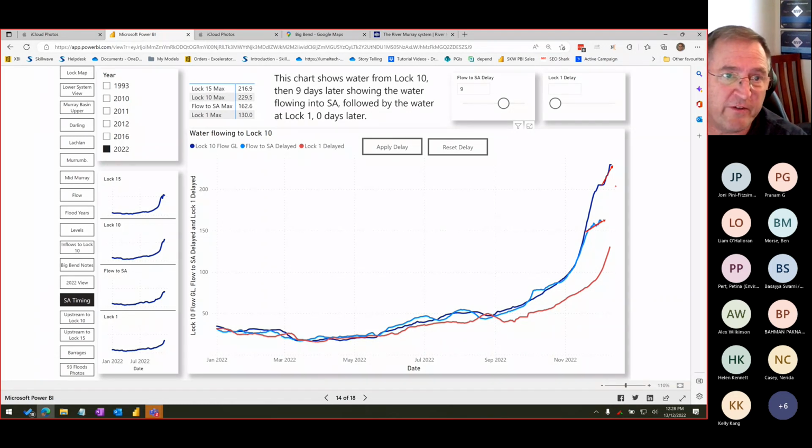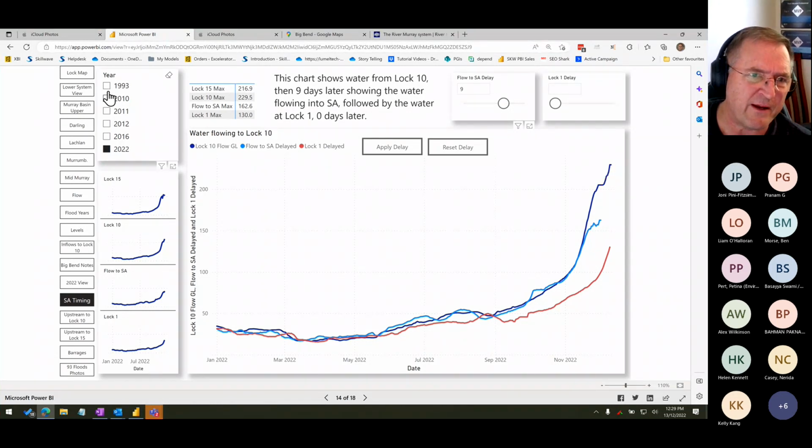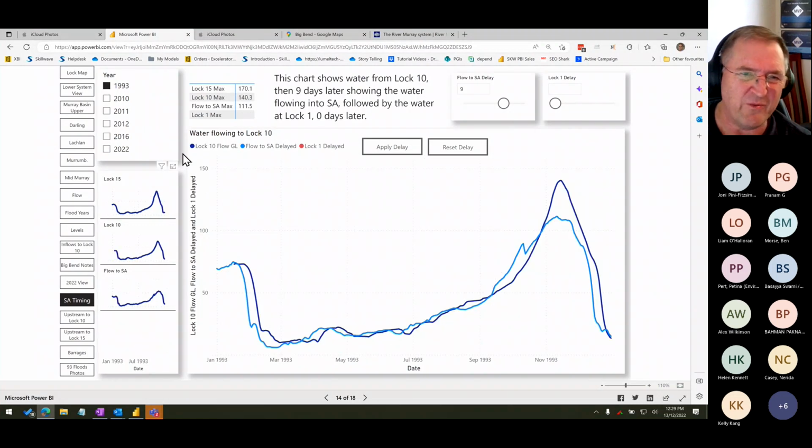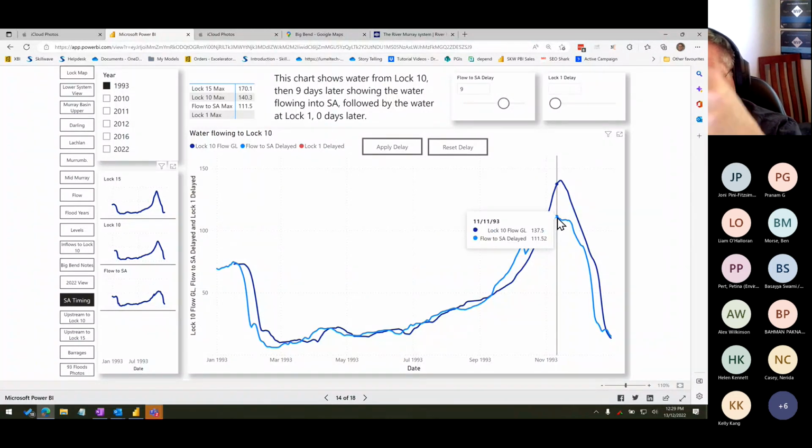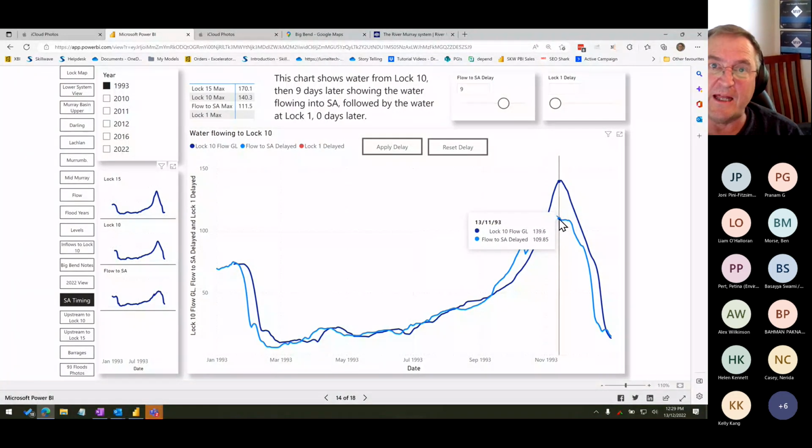I could go back to a previous year to see what happened. If I went back to 93, which was a reasonable flow, nowhere near what we're having this year, notice that the peak into SA was 111, whereas the peak at lock 10 was 140. So there's a 30 gigalitres a day difference.